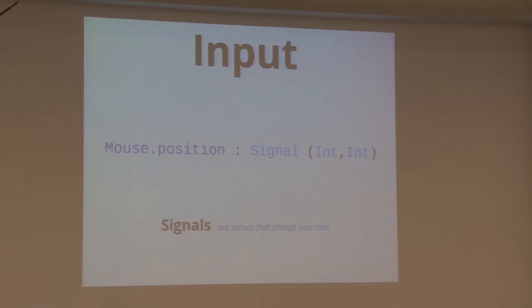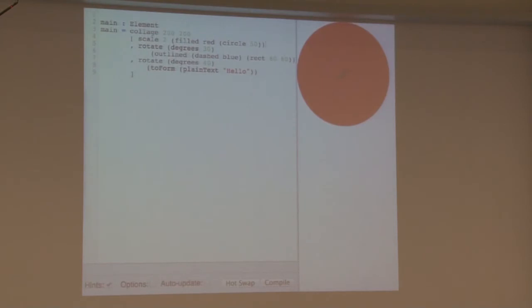So this is a good way to think of it. Signals are a value that changes over time. And I think the best way to understand this is to actually see it in action.